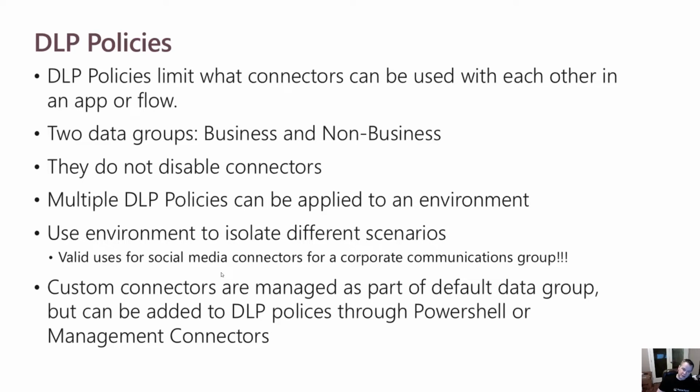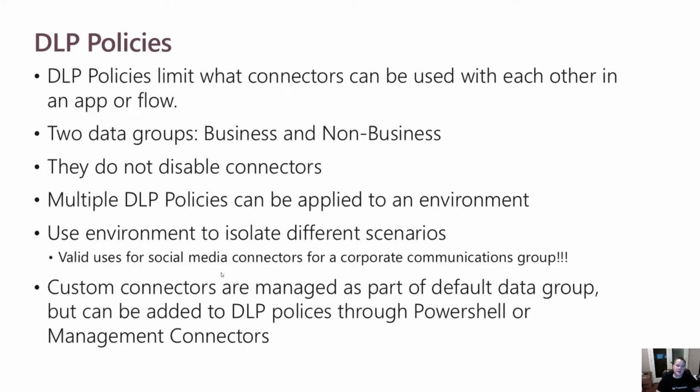So I bet you didn't know this, but you can actually create a DLP policy where you put a single connector in. And what that means is only that connector can talk to itself. Bet you didn't know that. So for example, you could create a DLP policy and you only put Twitter in, say, the business data group. What that'll mean is only Twitter can talk to itself. So you could not take SharePoint and have it talk to Twitter. It'll only talk to itself.